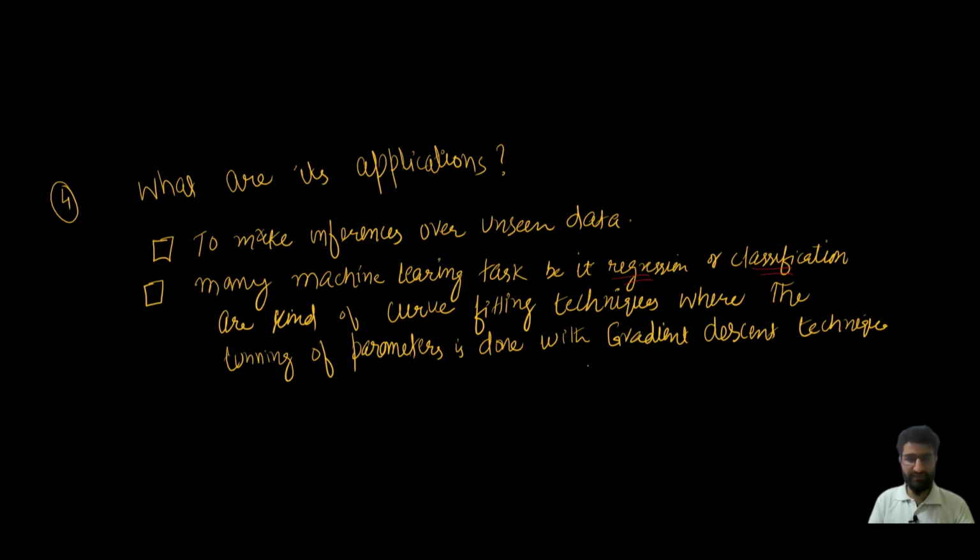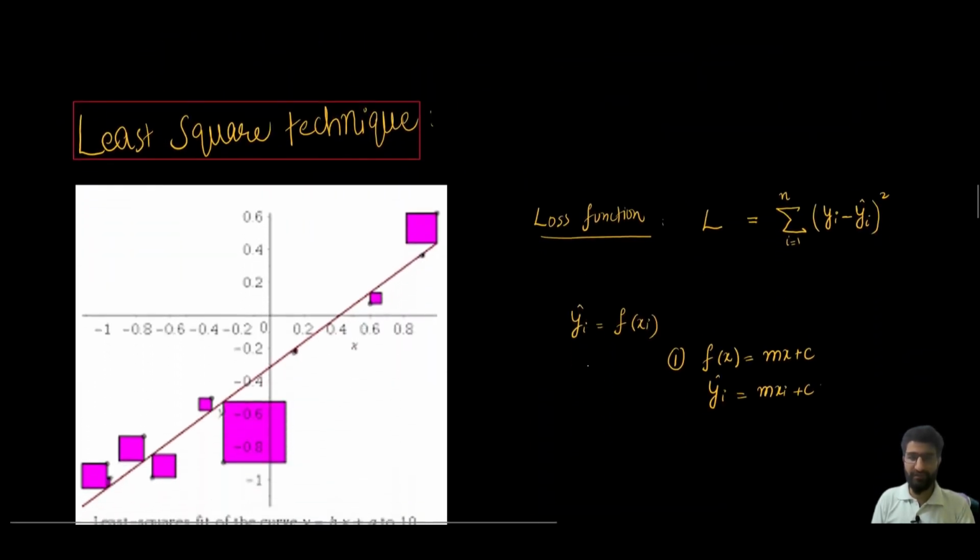So curve fitting techniques are very important, and in machine learning, where we don't have the direct methods, then we go for the iterative methods, the gradient descent technique. That's not a part of this lecture. We will see what the least square method is.